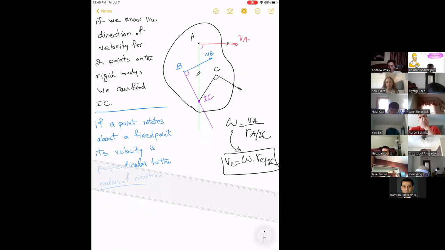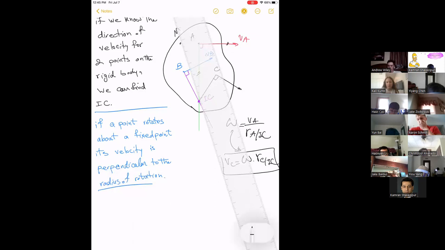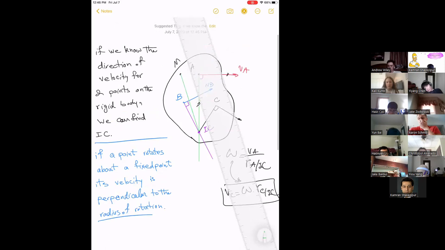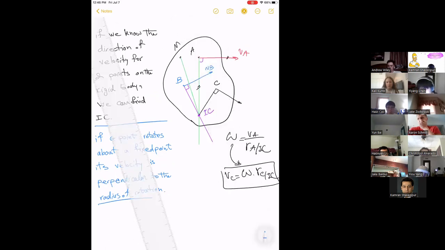You want to find another point like point M? No problem. I'm going to draw this line, right? And get the velocity perpendicular to that, it's going to be VM. You see, if you find IC, to find the velocity of any point, you just need omega and R, like R_M/IC, that distance. And it helps you find velocity quickly. Any question?